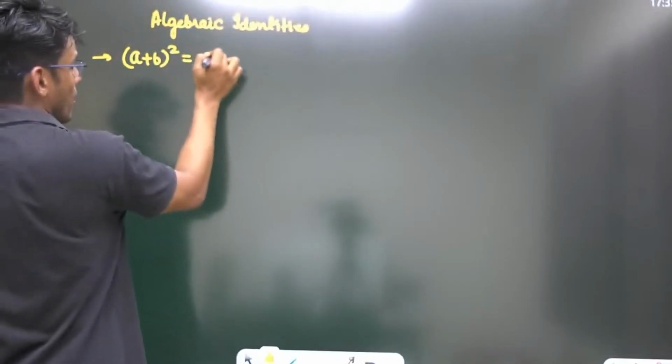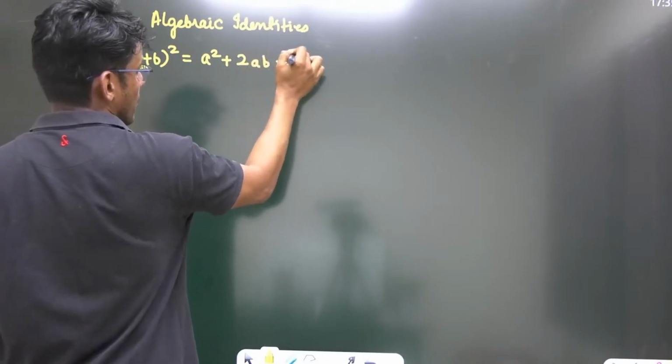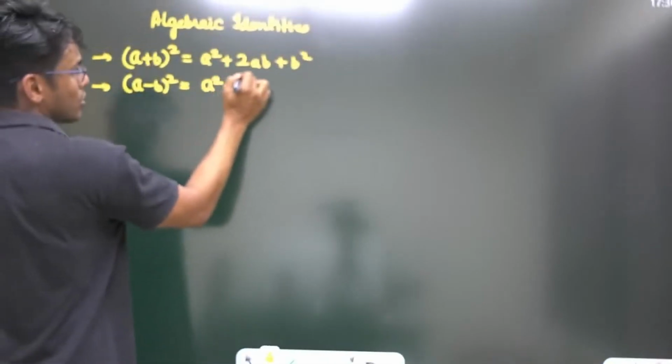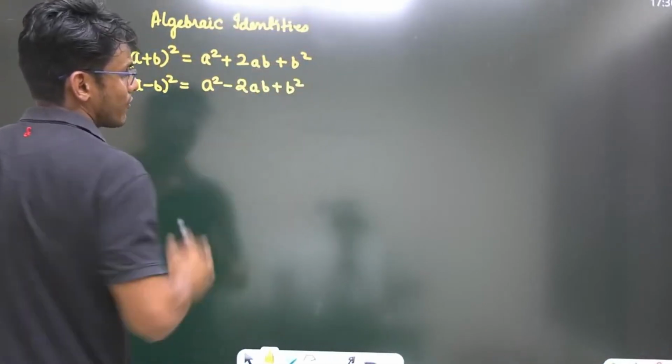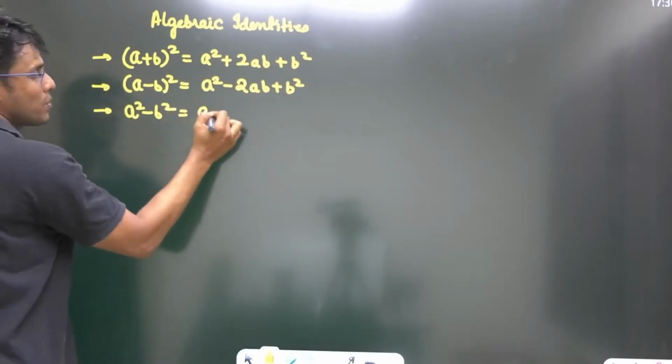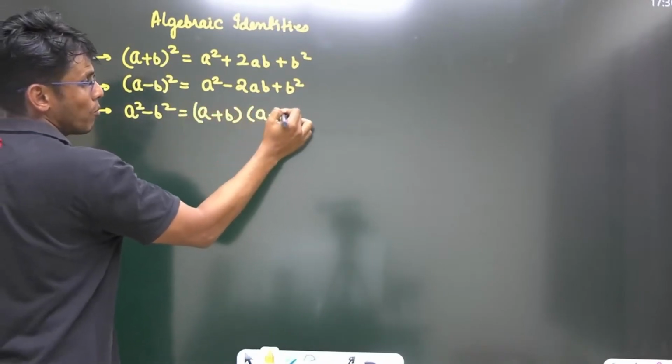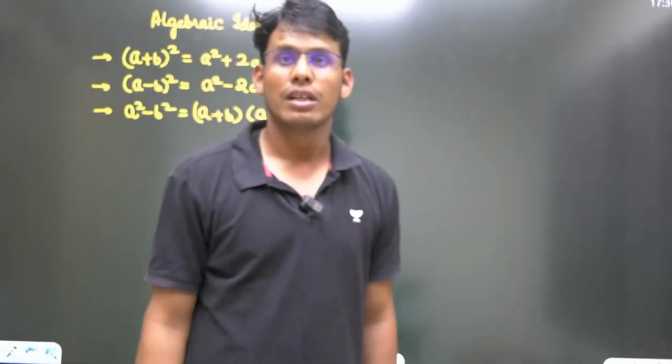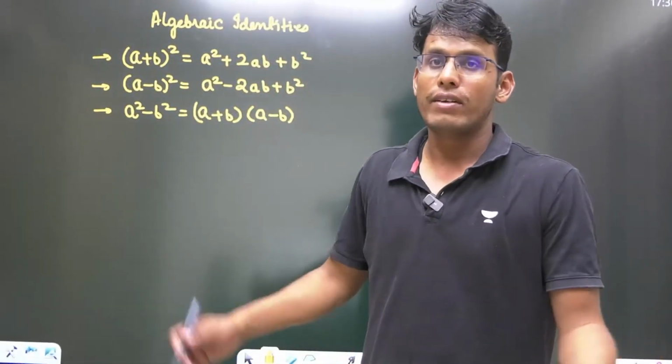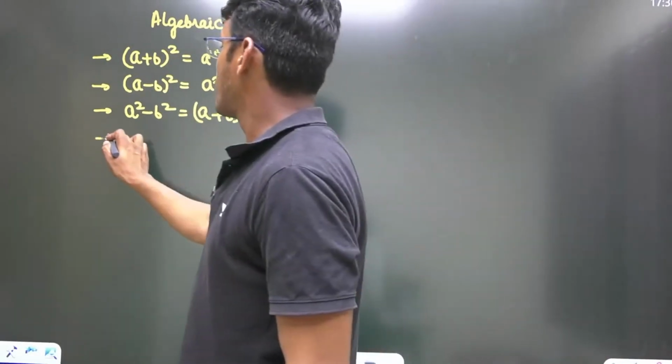So (a plus b) square is a square plus 2ab plus b square. If you replace b with minus b, then you replace minus b everywhere. So you get this. Then you have a square minus b square as (a plus b) times (a minus b). I am writing the most important algebraic identities. I don't know why it's blurring like this. It never used to be like this. Anyway, we'll have to adjust to this lecture. A square minus b square.